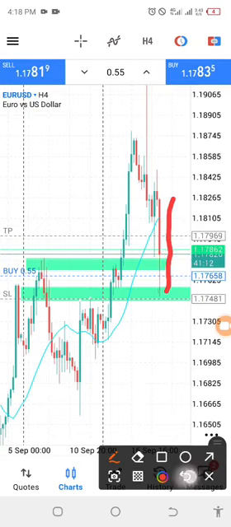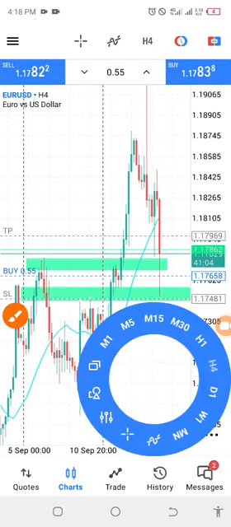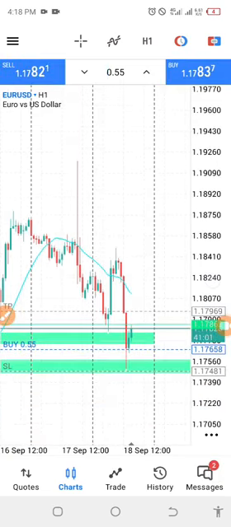So if we go down to the 1 hour time frame, let's see what happens. You can see the 1 hour time frame. It hits this zone, and it begins to go up. My TP is just here, exactly here. So that's exactly how to trade support and resistance.